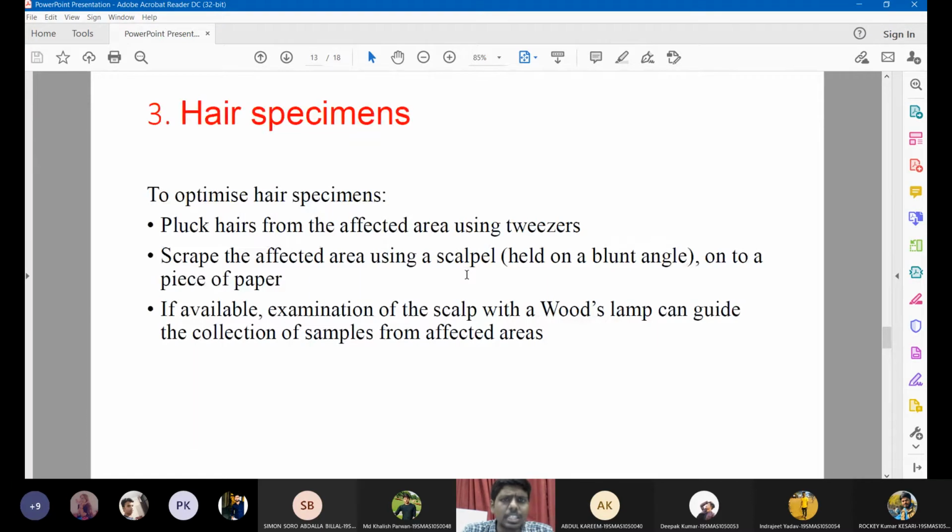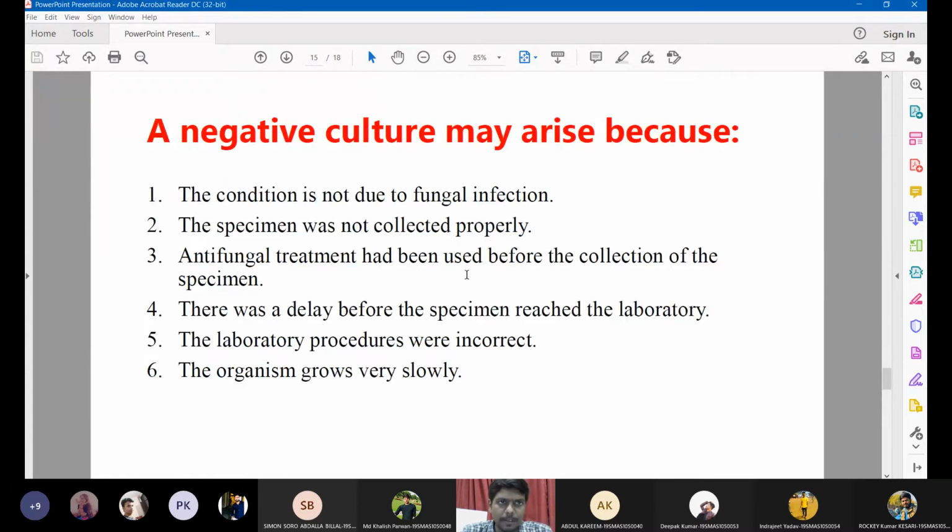Then the last and final is hair specimens. Hair can be plucked with the help of tweezers, or hair can be cut with the help of scissors, and this can be collected on a piece of paper, on a glass slide, or in a petri dish, and you can go for the laboratory examination.